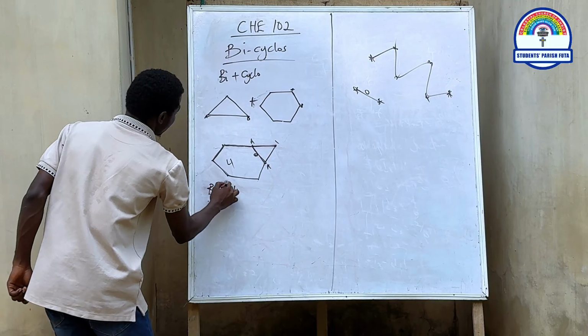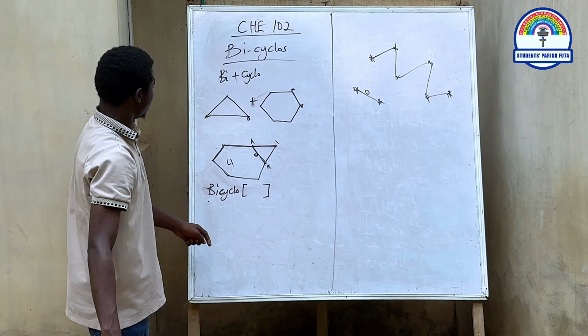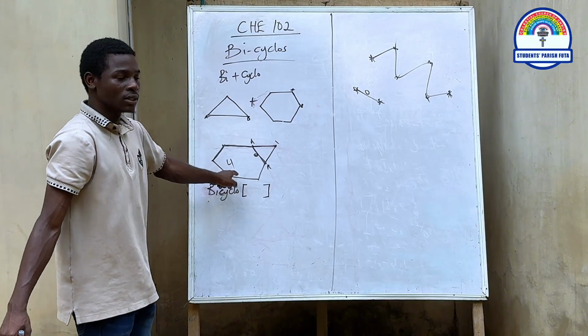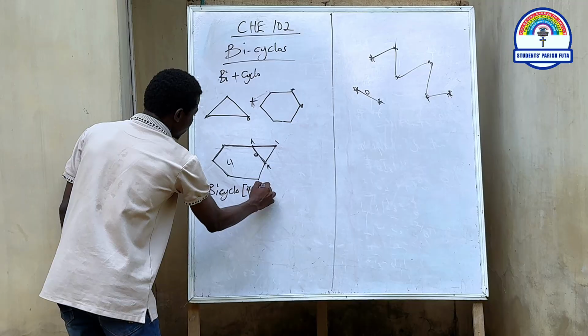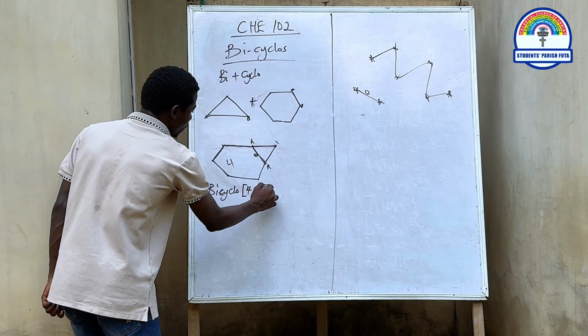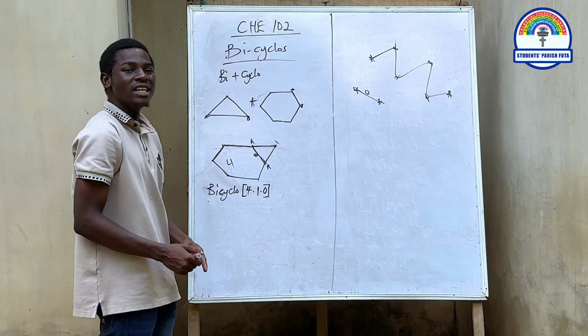It is a bicyclo. Into the square bracket, the highest steps is 4, dot, followed by 1. Of course, 0 should be the least number of steps. Bicyclo 4.1.0. Then you want to name the whole compound.